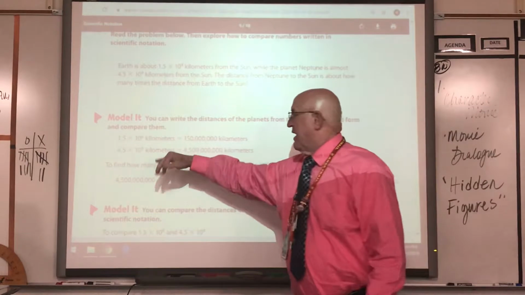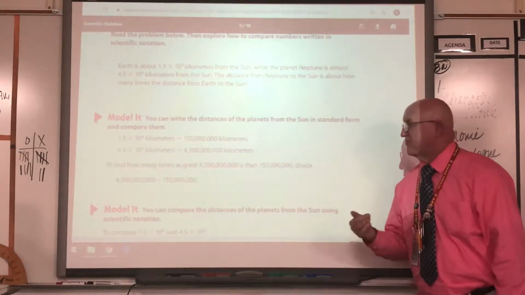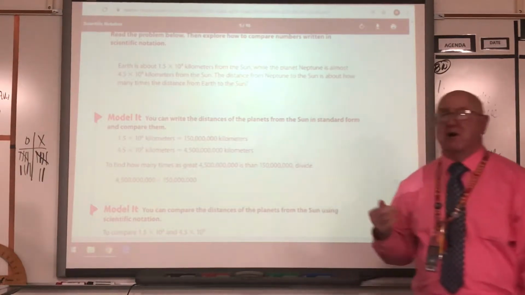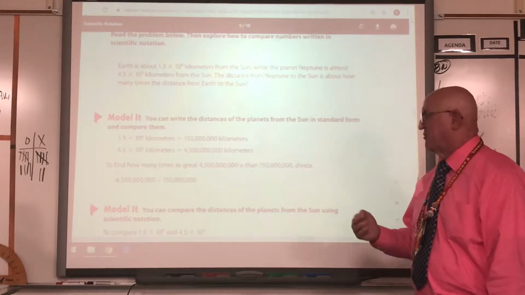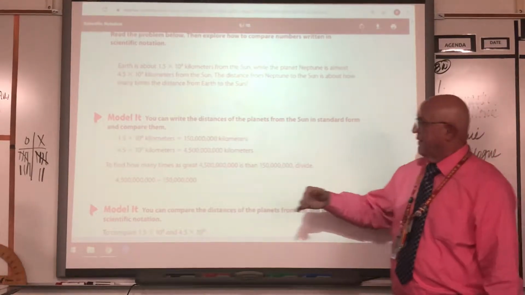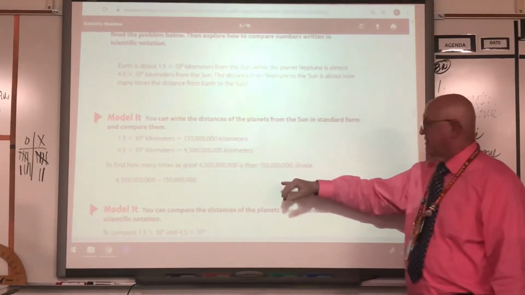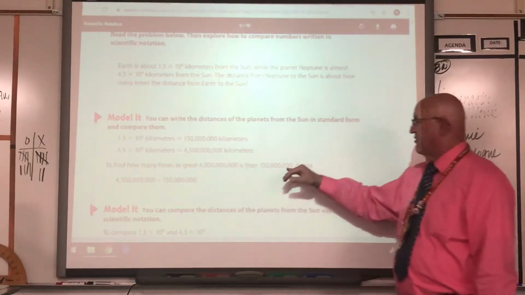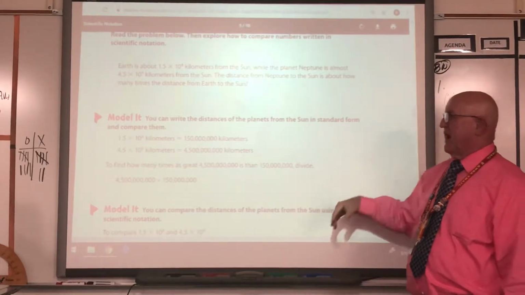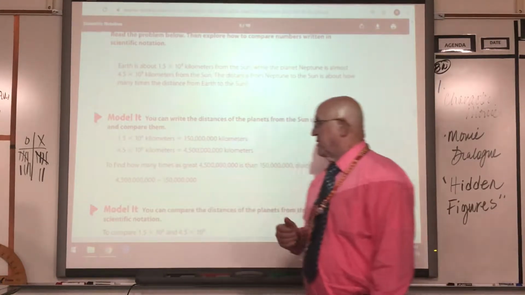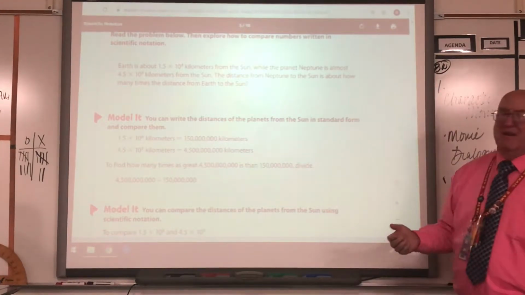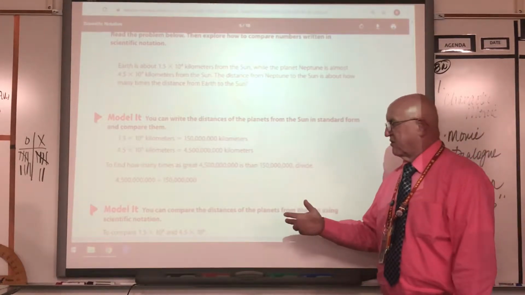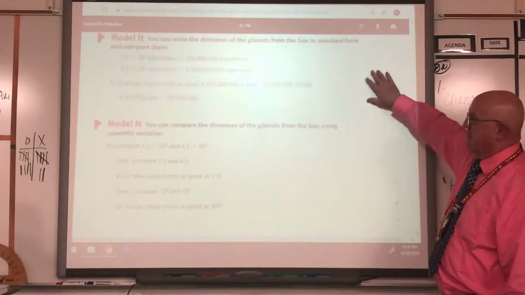So 1.5 times 10 to the 8th is approximately 150 million kilometers, while 4.5 times 10 to the 9th is actually 4,500,000,000 kilometers. To find out how many times greater 4,500,000,000 is than 150 million, we're going to divide 4,500,000,000 by 150 million. That's a lot of work and a lot of effort. But we can use scientific notation to figure it out a lot simpler. So let's take a look at how we can do that.